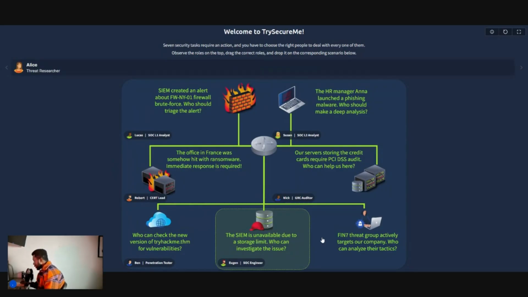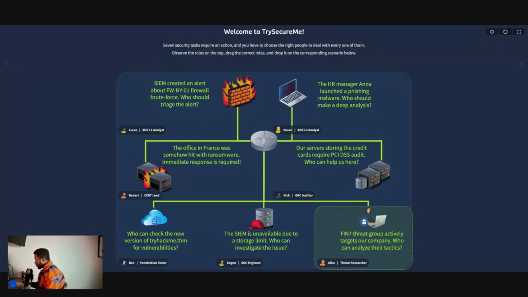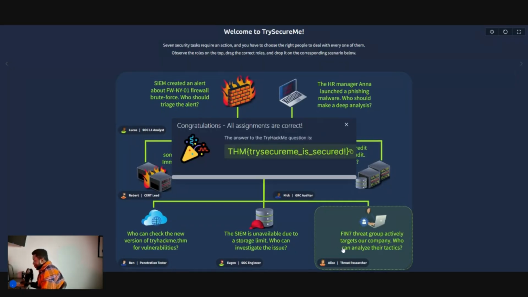Now the last one is, FIN7 threat group actively targets our company, who can analyze their tactics? Now, when you hear analyze, basically you're looking out for deep research. And if Alice is a threat researcher, it means she is the one who we are going to place here. And once we place this here, we are going to see if we've gotten this correct. And yes, we have been told, congratulations, all assignments are correct.